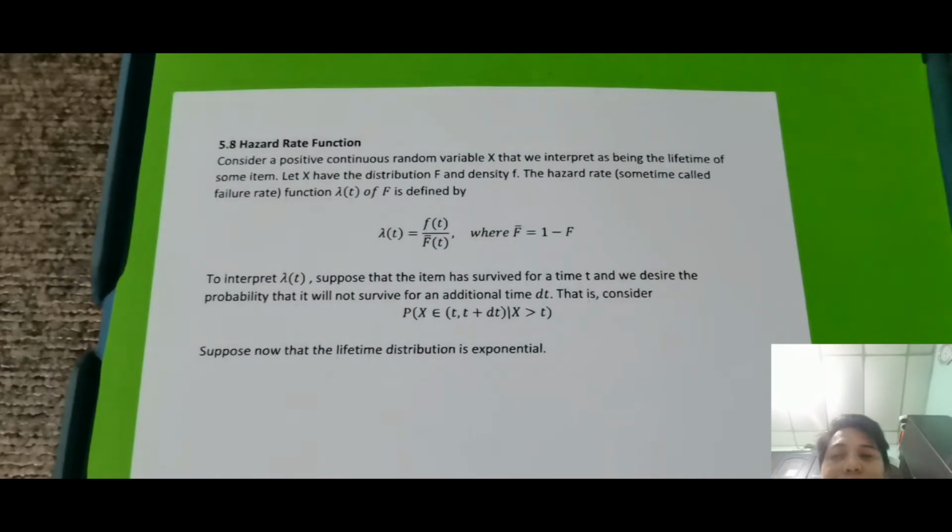Sa una, magkakaroon tayo ng relation niya sa ating distribution function. Kung naalala nyo, may relationship si cumulative or CDF saka si PDF. Pag si CDF ay dinifferentiate ko, ang sagot density. Pag si density, inintegrate ko, ang sagot cumulative.